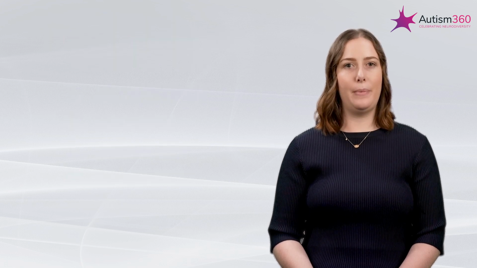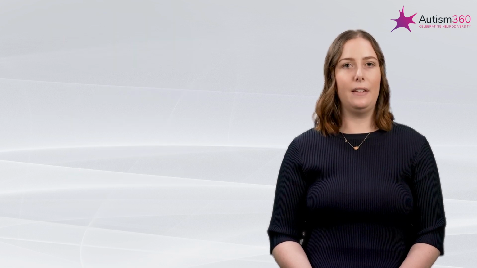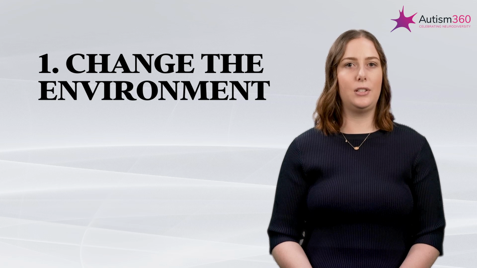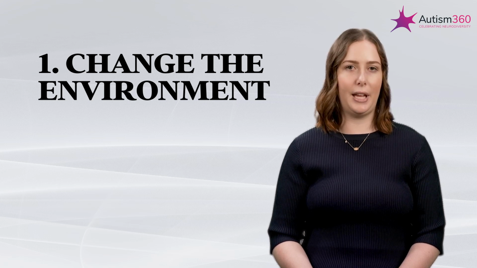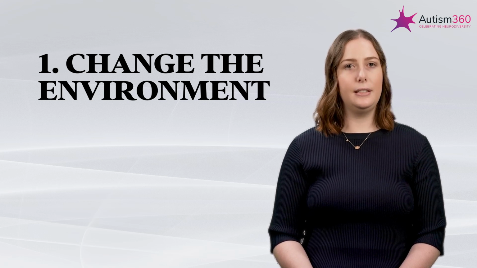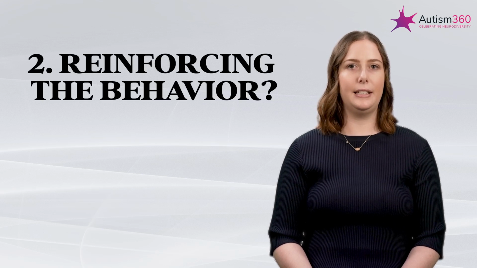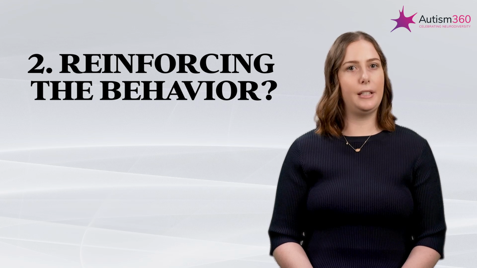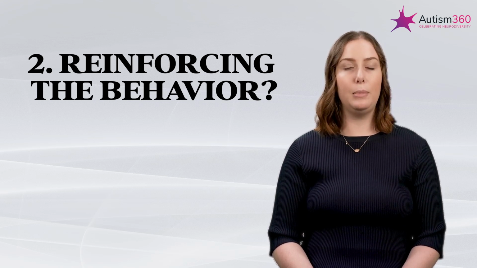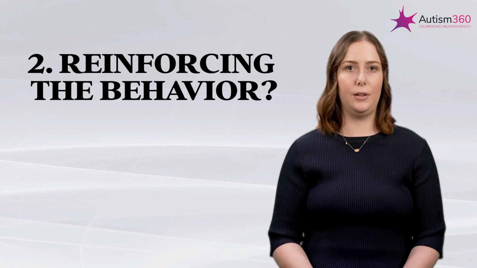When trying to determine the function of a specific behaviour, the first step is to try changing the environment before the behaviour occurs. This is a preventative measure. The next thing to look at is if the behaviour is being reinforced, which means maintained, by the learner gaining something or getting rid of something, which is keeping the behaviour of concern to continue.